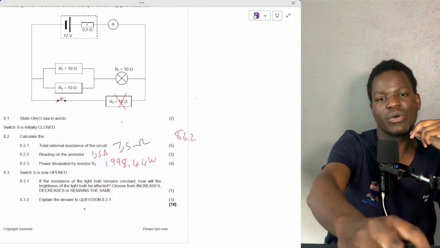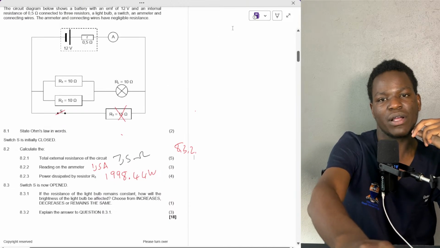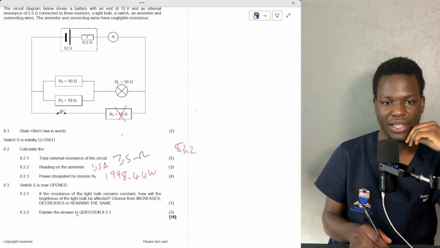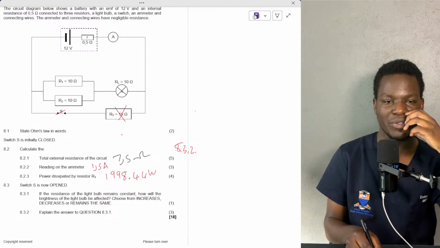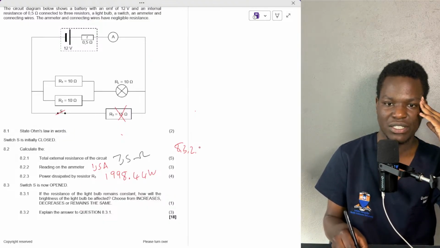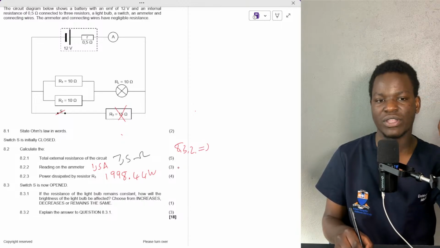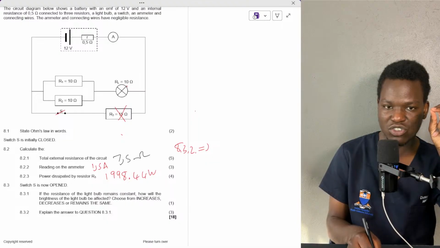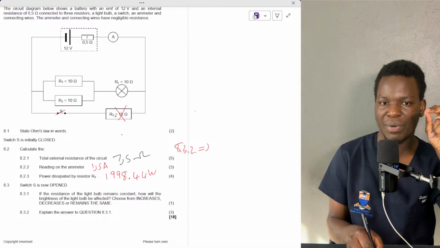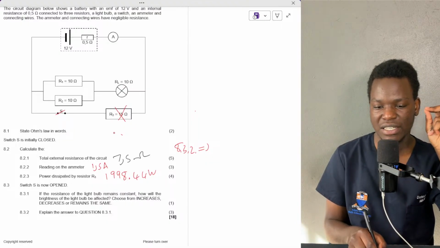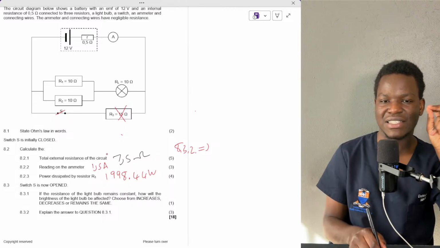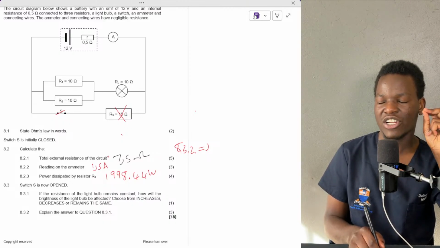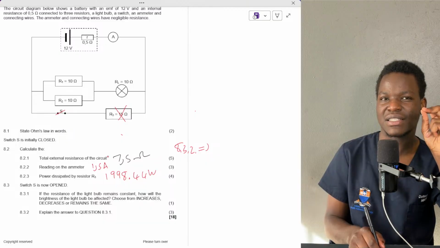So when we go to our diagram there, 8.3.1 asks what will happen to the brightness of this bulb. The first thing is the principle that guides all this: if this switch is open, meaning we have removed resistors in parallel, the principle is that when we remove resistors in parallel, total resistance increases.